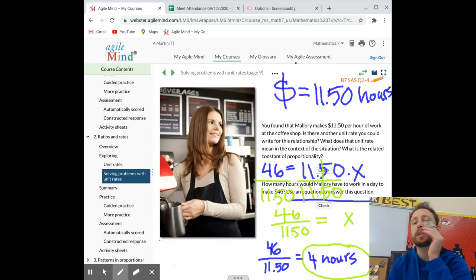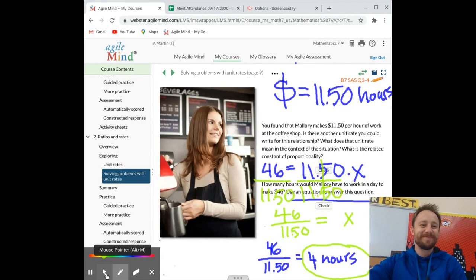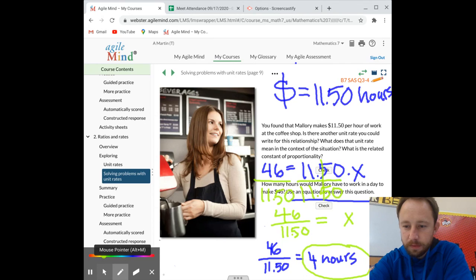So who can restate what I just said? Well, first of all, is that algebra? Yes. Okay. So what you have to do is get the 11.50 down to 1 whole. And so you divide it by 11.50. And what you do to one side, you have to do to the other. So you divide 46 by 11.50, and that would leave you with x. So that would equal 4 hours. Correct. X equals 4 hours.